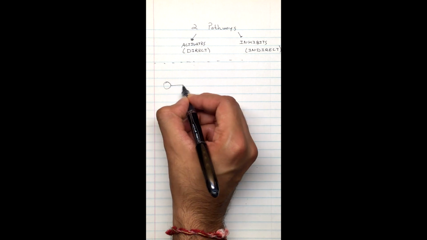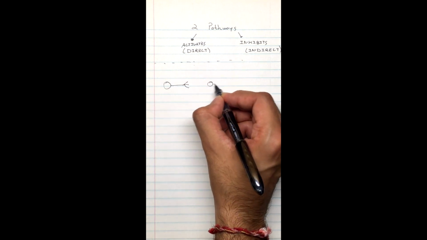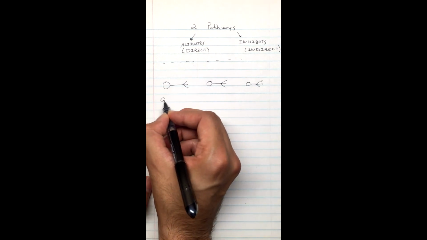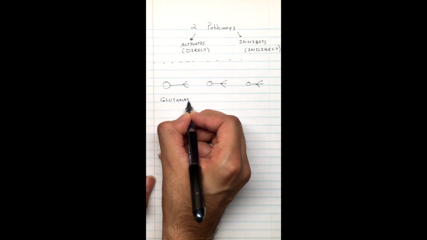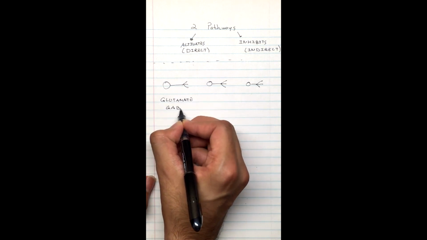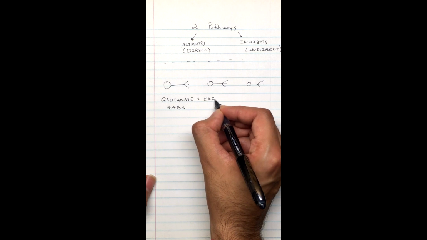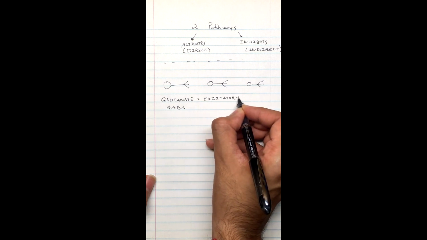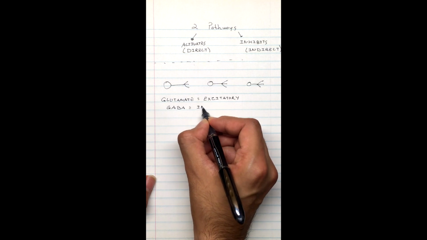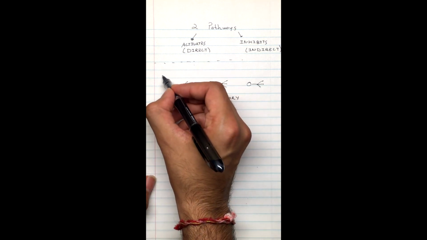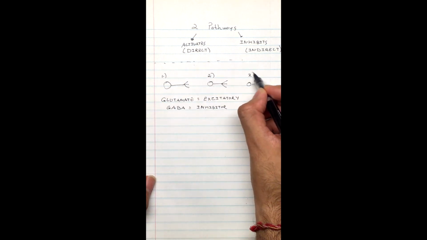So let's suppose we have a neuron, and we have another neuron right here. Let's suppose we have another neuron right there. Okay, so the two neurotransmitters that we'll be looking at are glutamate and GABA. So typically glutamate is excitatory, and we'll refer to GABA as inhibitory. So let's see what that means. We'll just number these 1, 2, and 3.